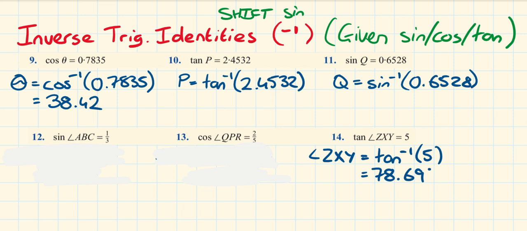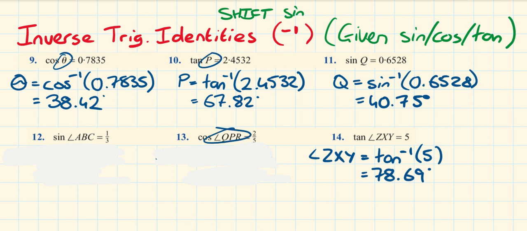And then tan minus 1, this should get you 67.82 degrees. And the last one should have got you 40.75 degrees. So again, very straightforward, but just know if you're given it straight, you just put it in. But if you're given it the other way around, you need to use the minus 1 button. So it doesn't matter whether it's written as theta or p or angle something or another, it's all the same.